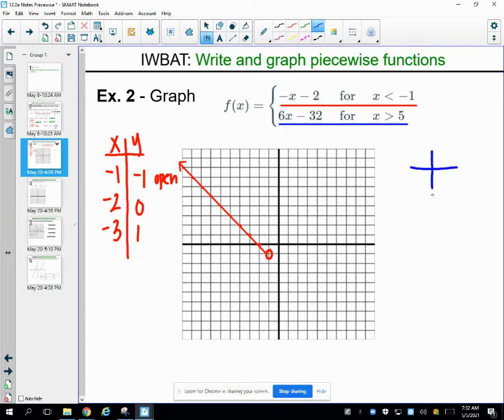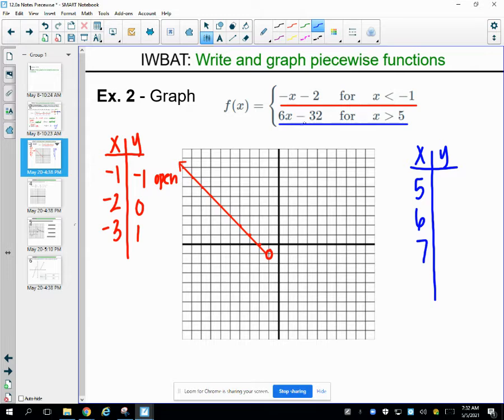Okay, so this next graph, again, so X and Y, you can plug in. So we're going to start at 5, and we want numbers bigger than 5. So I'm just going to do a couple of those. Okay, so plug in 5 because it's the boundary point. Again, it's not equal to, so we'll do an open circle.